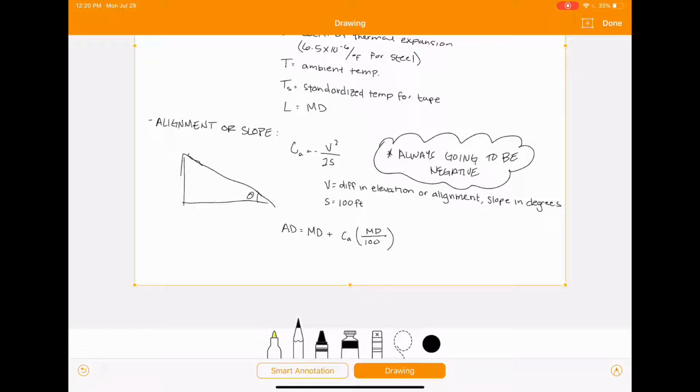And then S is going to be 100 feet, and your CA is going to come out as some value per 100 feet. So you're going to take that value and multiply it by MD over 100, because again, it's per 100 feet, so you want this 100 to cancel with this 100 here. And then, of course, add that to your measured distance, and that will give you your actual distance.